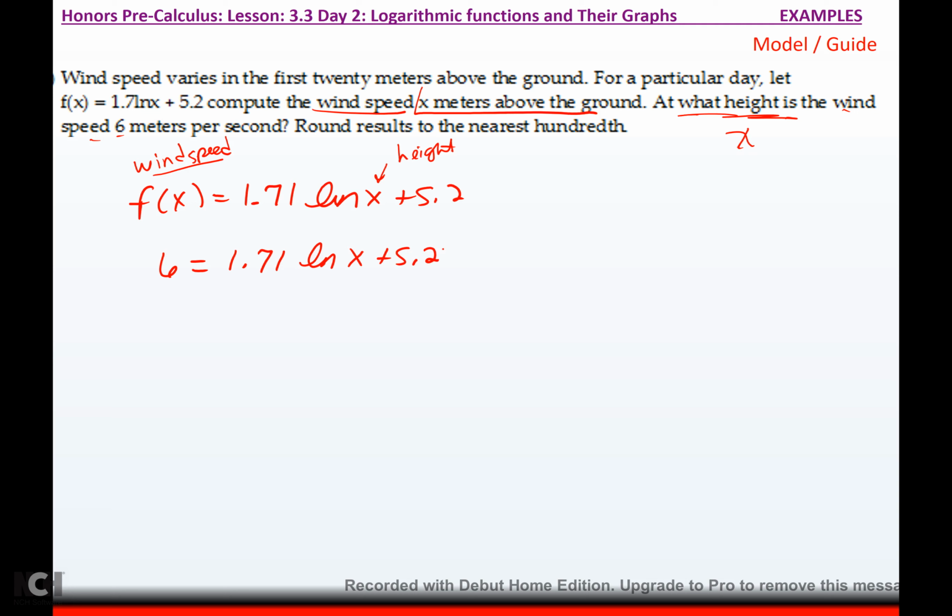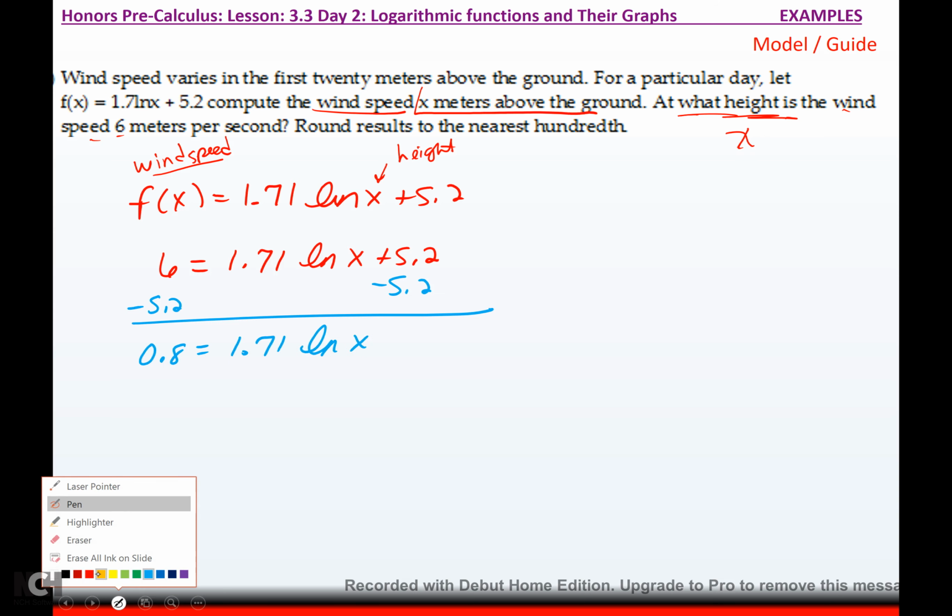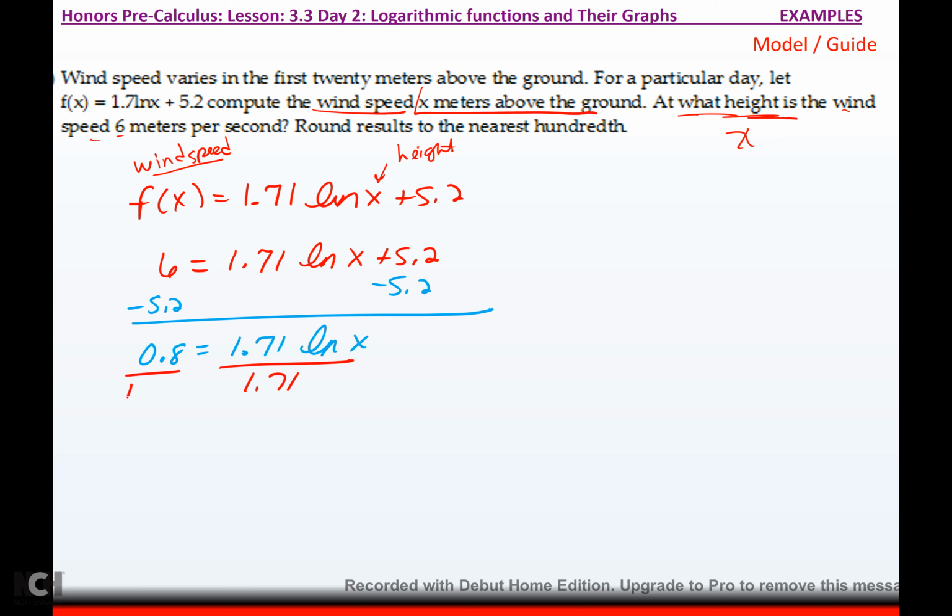So to solve this one algebraically, we've got to get x alone. So what we're going to do is isolate it. So I'm going to subtract 5.2, and I get 6 minus 5.2 should be 0.8, right? 0.8 equals 1.71 natural log of x. So next thing I'm going to do to isolate is divide by 1.71. Divided by 1.71, I get 0.46783625. You can round, but I always wait till the end. Equals the natural log of x.